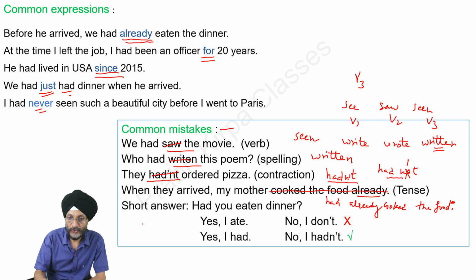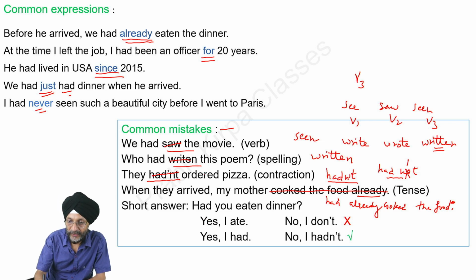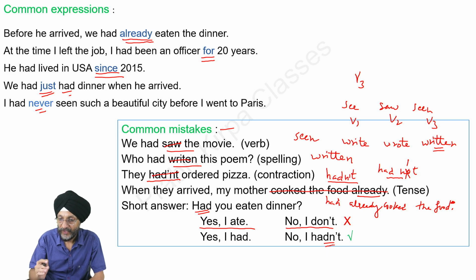Short answers. There may be some mistakes while you give answers in past perfect. If the question is, had you eaten dinner? If you say, yes, I ate, or no, I do not, these are the wrong answers. You have to answer, yes, I had. You have to use only had. No, I do not need is wrong. No, I hadn't. If we are to give the answer in negative, then we can use the contraction. I hadn't.